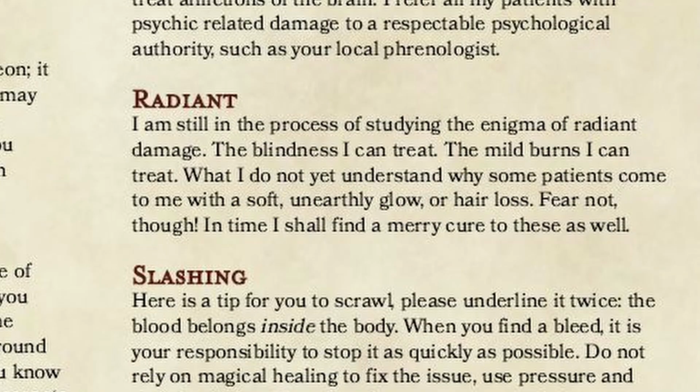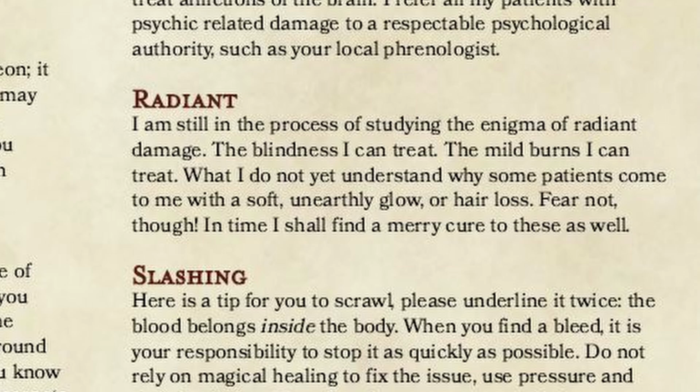So I'm still in the process of studying the enigma of radiant damage. The blindness I can treat, the mild burns I can treat. What I do not yet understand is why some patients come to me with a soft, unearthly glow or hair loss. Fear not, though, in time I shall find a merry cure to these as well. And that's an interesting one, because it talks about how radiant is an unusual source of damage, and because there are so many spells that do radiant damage, when you have a radiant attack on somebody, it makes it more interesting.